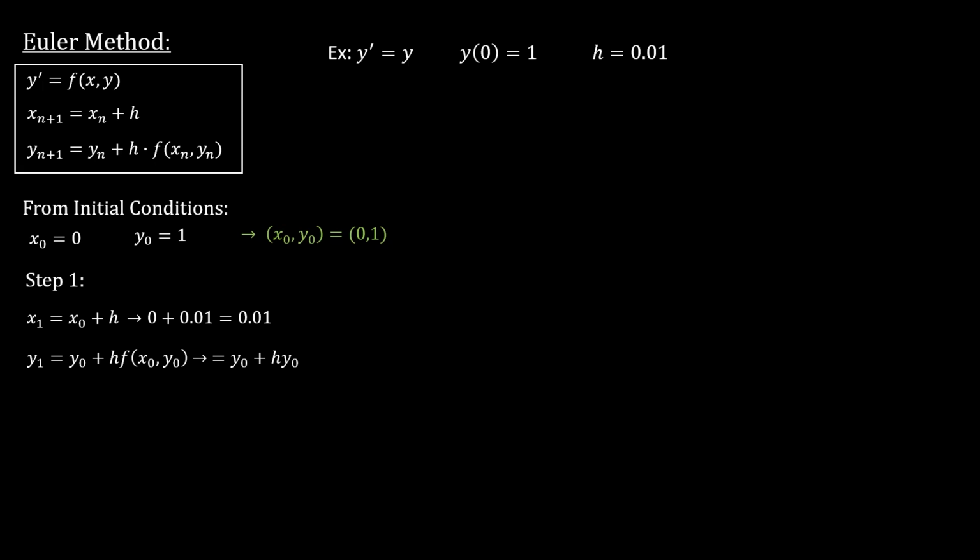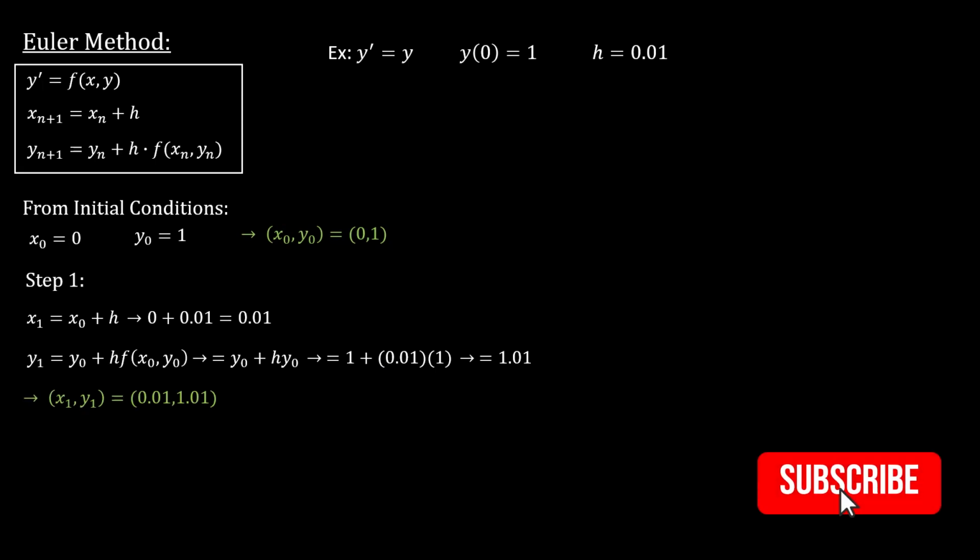Therefore, our formula here: y0 plus h times y0, which is 1 plus 0.01 times 1, which is just 1.01. So when you put this in coordinate form, x1 and y1 is just (0.01, 1.01). You can see it's pretty straightforward, it's not difficult at all. And we just continue repeating the steps until we want to stop. All of this is basically approximating our function. All right, so let's continue.